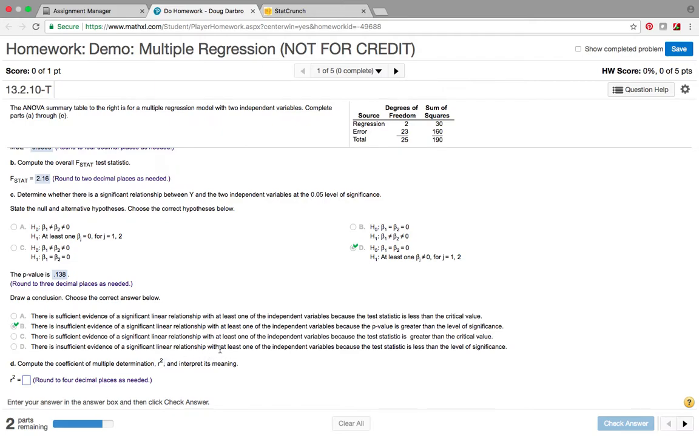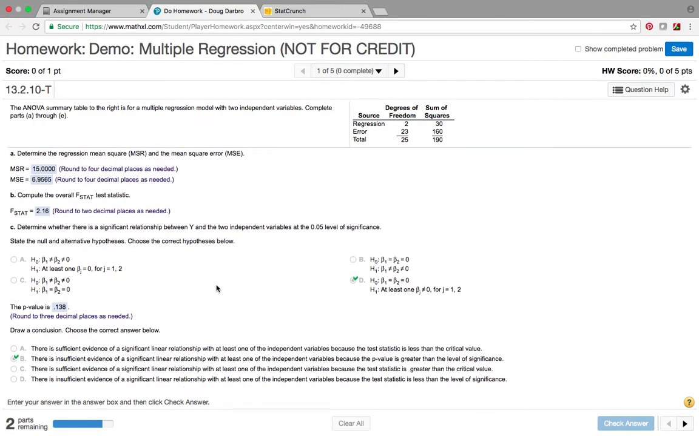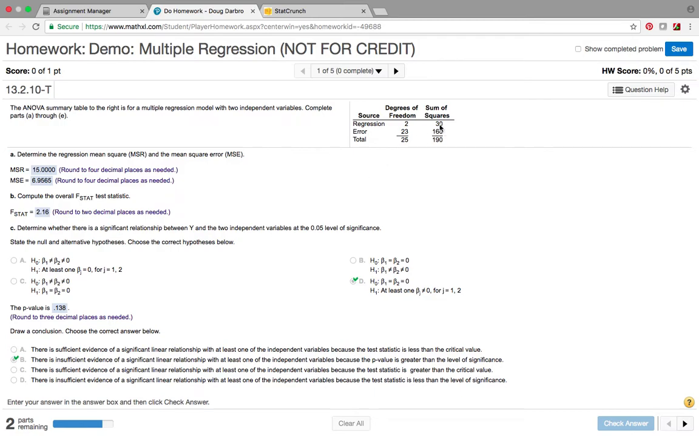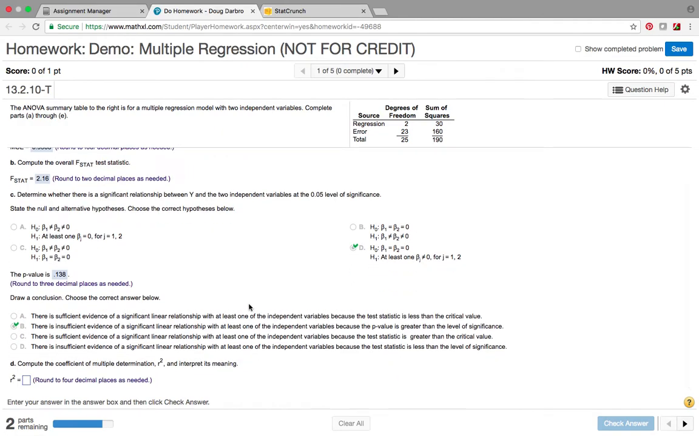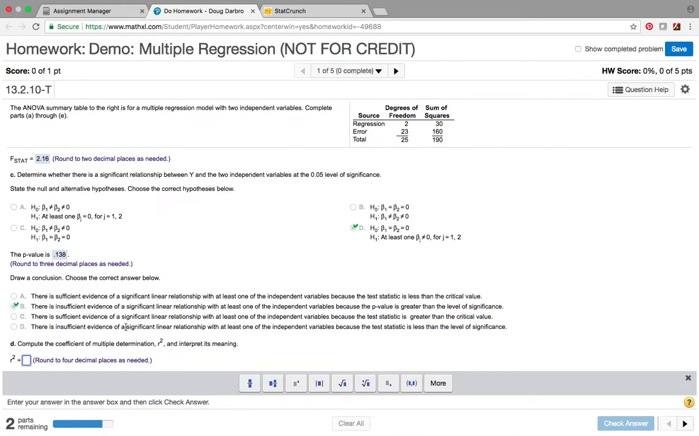All right, compute the coefficient of multiple determination, r squared. What I'm going to do here is calculate r squared. In one of the videos, I said that we could always find that by taking the sum of squares for the regression divided by the sum of squares for the total. So if I take 30 and divide it by 190, I get 0.15789. So again, r squared is the ratio of the sum of squares for the regression, or the model, depending on the way it's provided, divided by the sum of squares total. So 30 divided by 190, and it says round to 4 places, so I'm going to put in 0.1579 there.